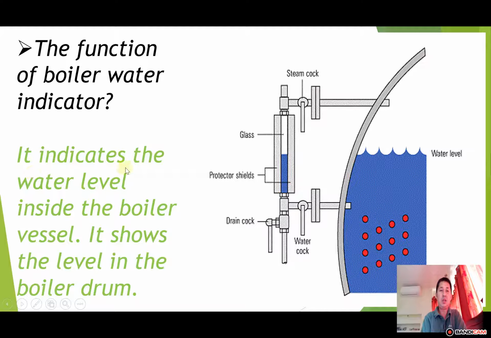It indicates the actual water level inside the boiler bezel. So this is the boiler bezel or steam drum, and it shows the level in the boiler drum. As you can see here, this one you cannot see inside, this is a closed bezel, an enclosed bezel. So you can see the level by means of your boiler water indicator.